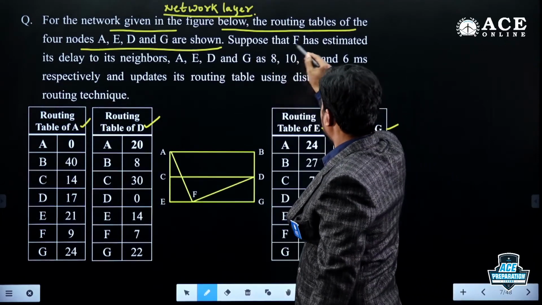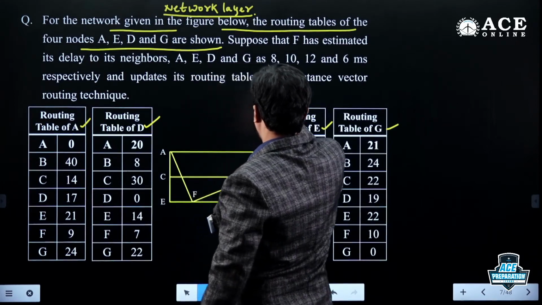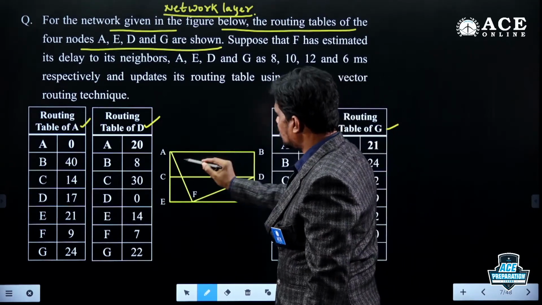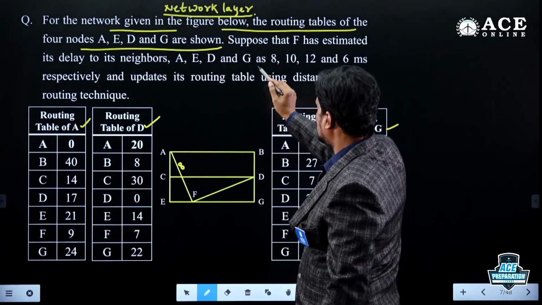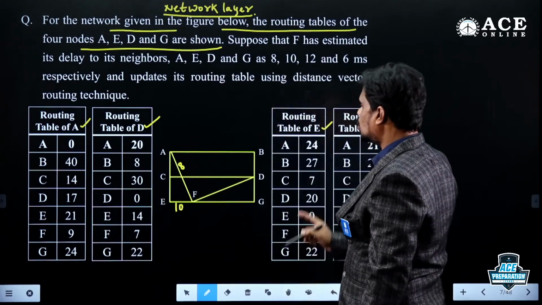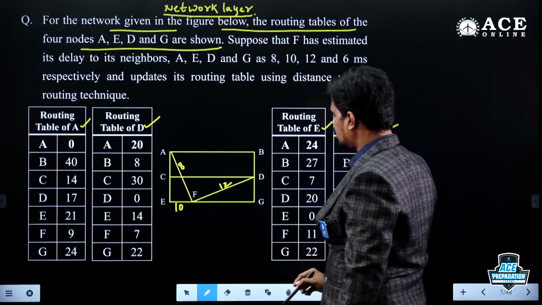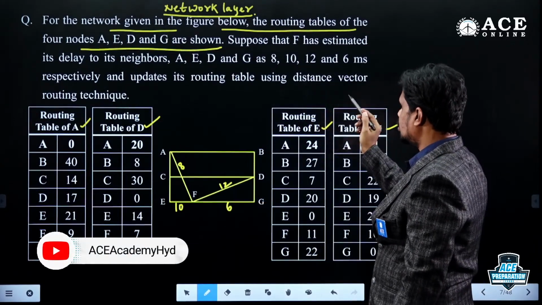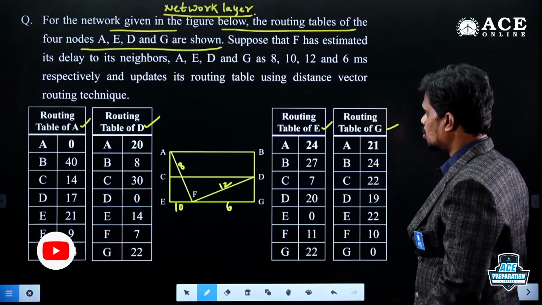Next, suppose that F has estimated its delay to its neighbors A, E, D and G as 8, 10, 12 and 6 milliseconds respectively. So from F to A, it is estimating 8. From F to E, it is estimating 10. From F to D, it is estimating the cost as 12. From F to G, it is estimating 6. And it updates its routing table using the distance vector routing technique. Fine. Then, what is the second part of this question?